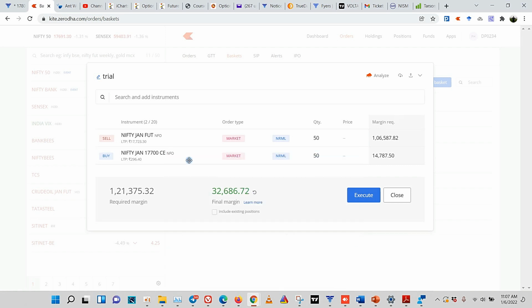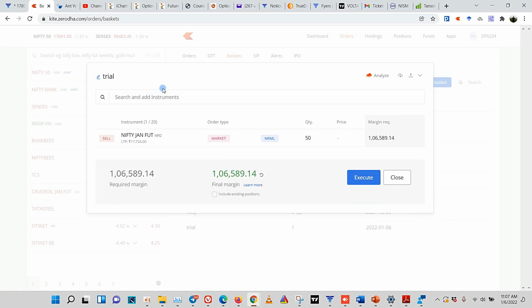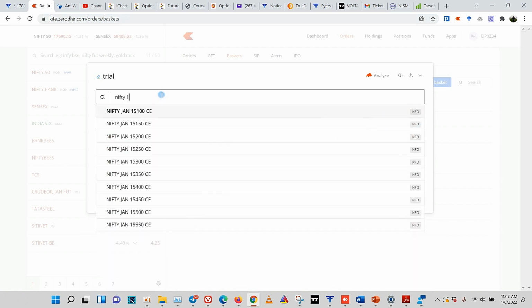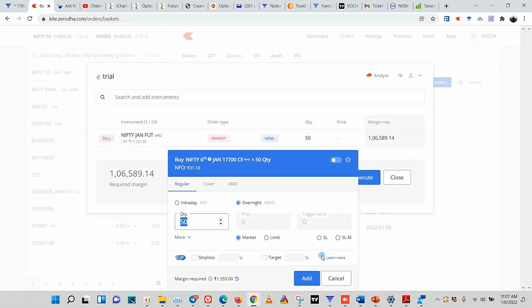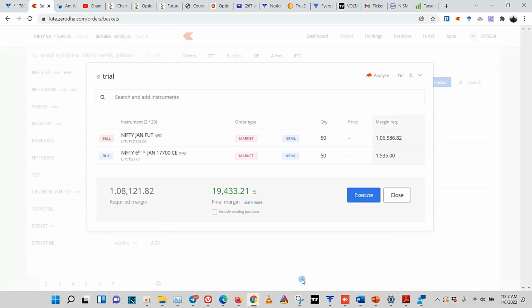And instead of buying monthly call, we are buying weekly call. What is the margin requirement? It is just 19,400.